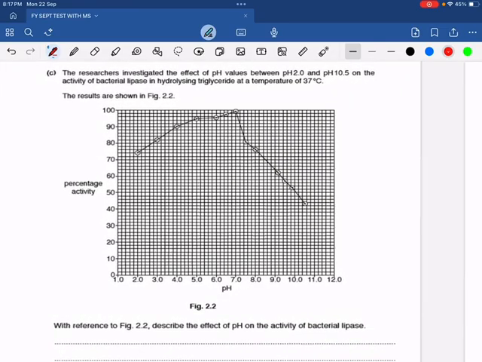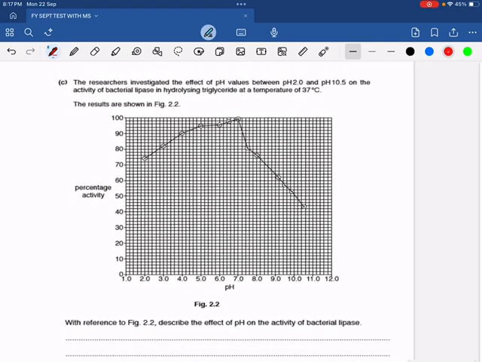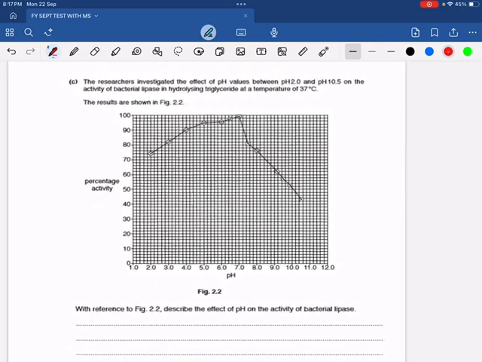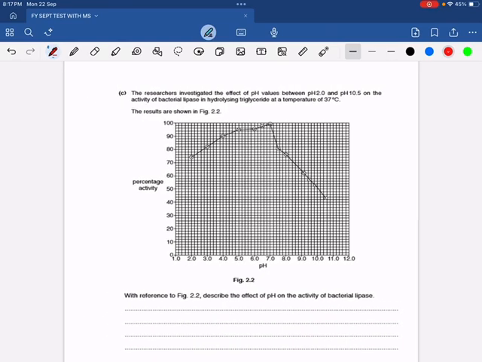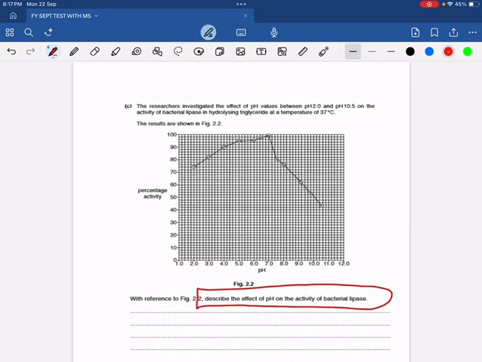So this graph shows the researchers investigated the effect of pH values between pH 2 and pH 10.5 on the activity of bacterial lipase in hydrolyzing triglyceride at a temperature of 37 degrees Celsius. So the best part of this question was that you had to describe the effect of pH on the activity of bacterial lipase, and for description 4 marks were given so that you can describe what you see in the graph.